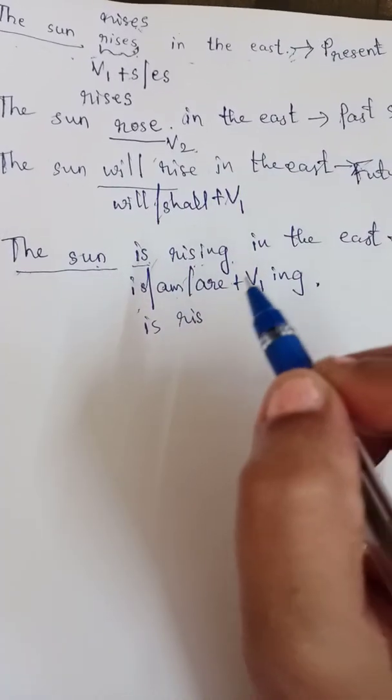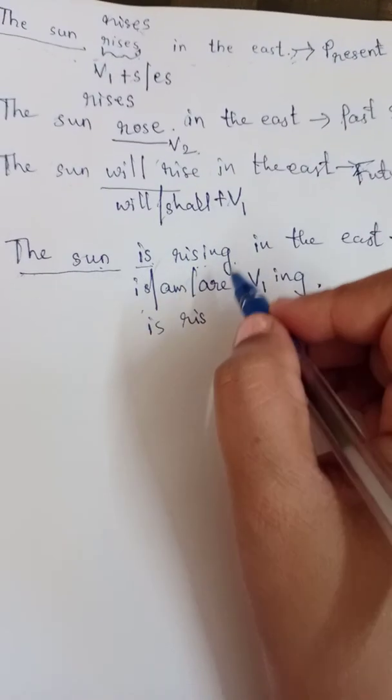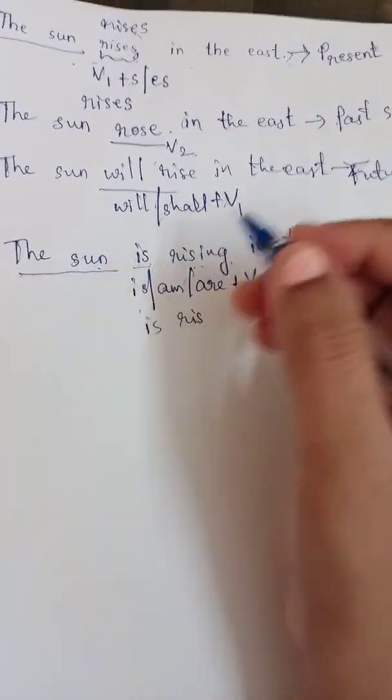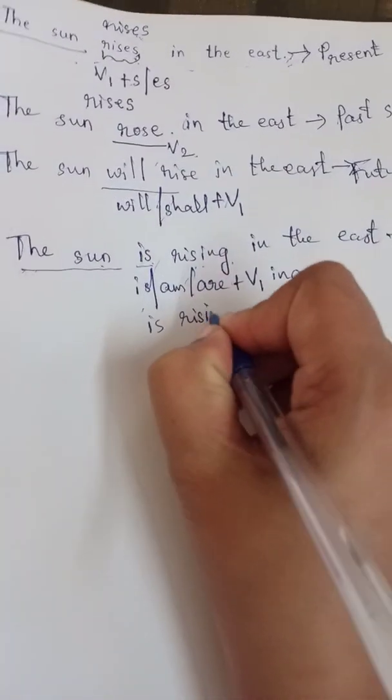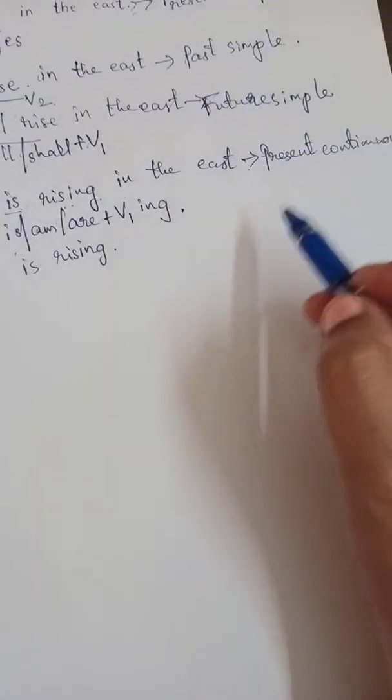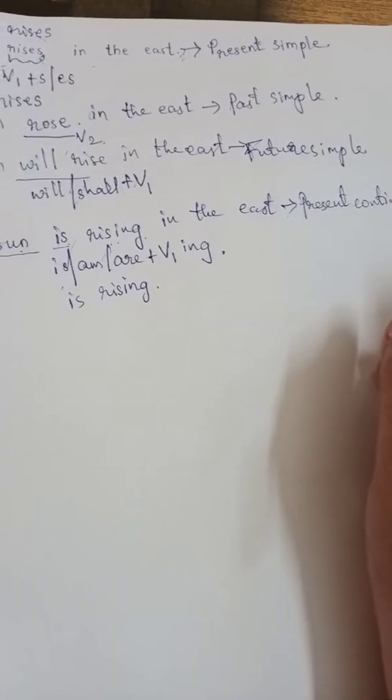So you also know about the rules. Whenever the word ends with e, you will drop the e and add ing to form the V1 ing form. So the sun is rising in the east. It is in present continuous form.